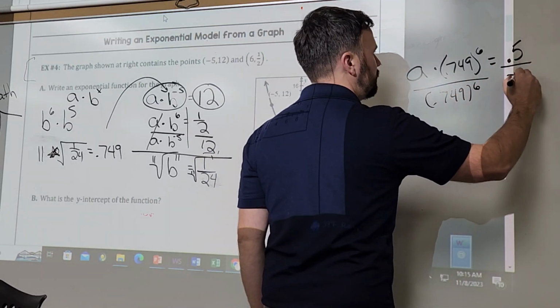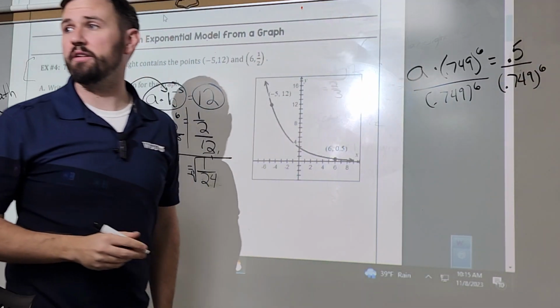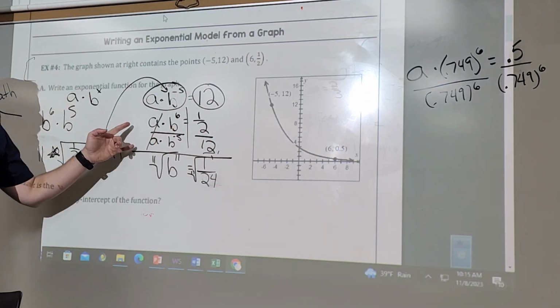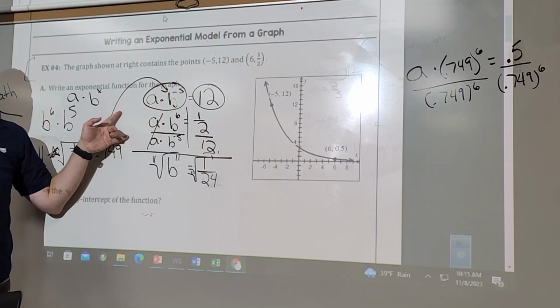I'm going to show you guys how to do this on your calculator next. But just remember, if you're ever asked to make the equation, you would divide the two. When you plug them in, you divide them against each other, and that'll always cancel your a.